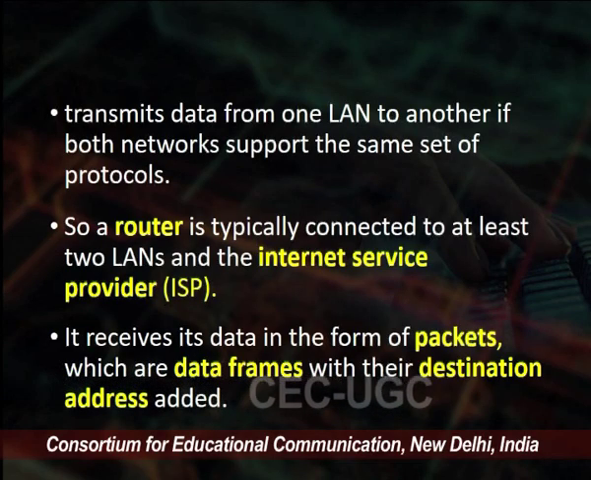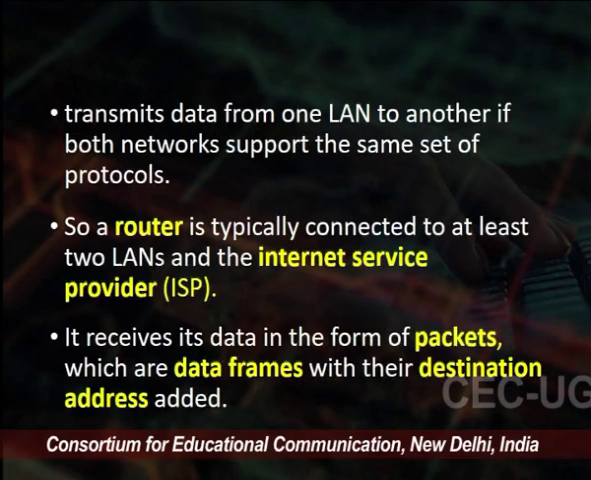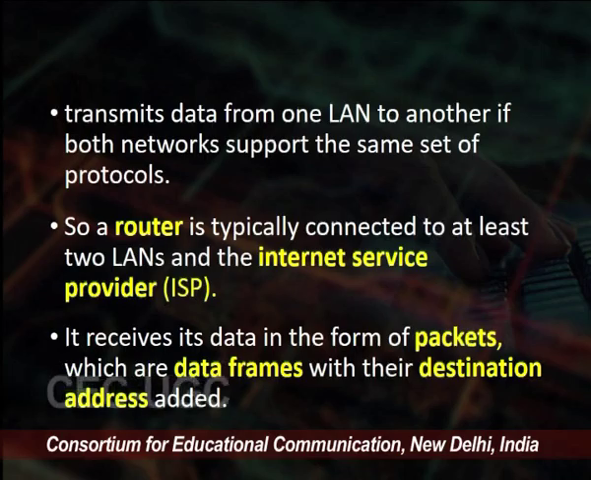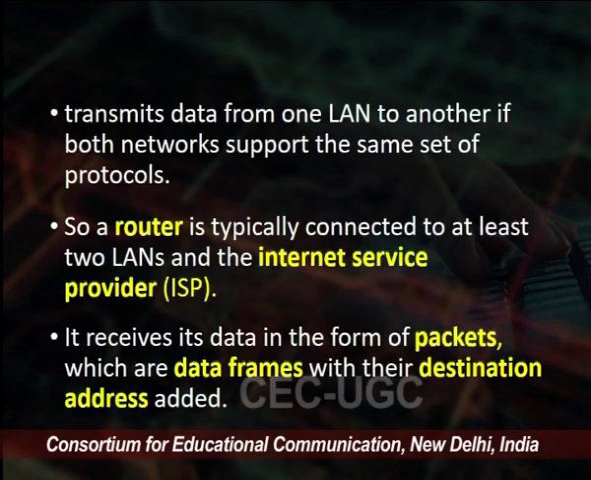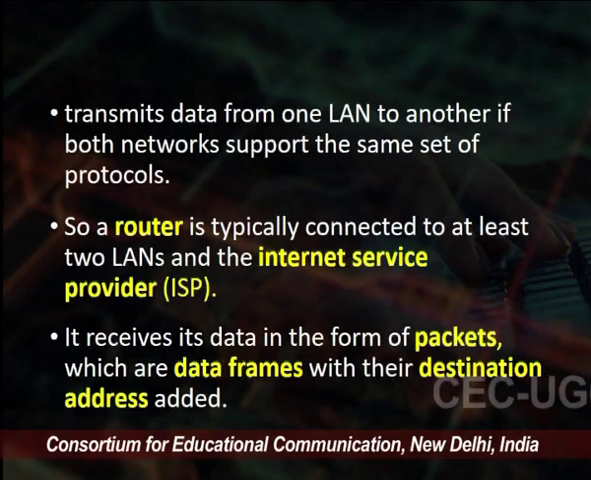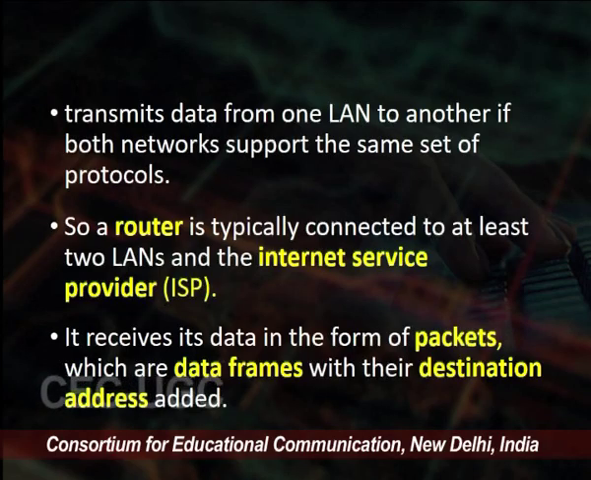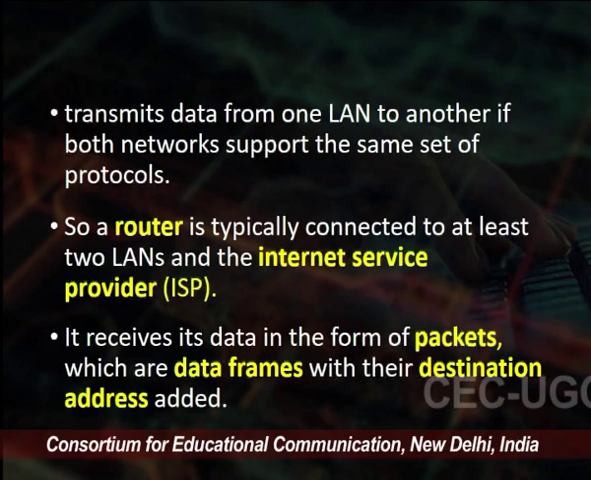Now, a router can be used to transmit data from one local area network to another if both support the same set of protocols. If there are two networks which support different protocols, then you cannot use the router to transmit the data between these two, because a router transmits the data between the two if these networks support the same set of protocols. So, typically a router can be connected to two local area networks and the internet service providers. It receives the data in the form of packets.